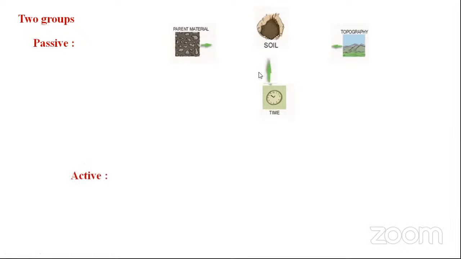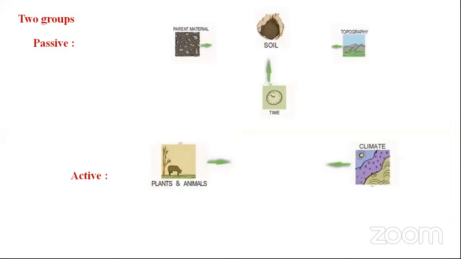Okay, and come to the next, active soil forming factors. What are those? Plants, that means organisms or biosphere, and climate are the active soil forming factors. So these are the two types of soil forming factors. Among the five soil forming factors, there are two types. They are passive and active.